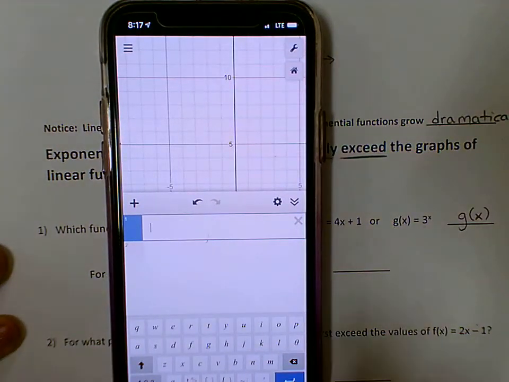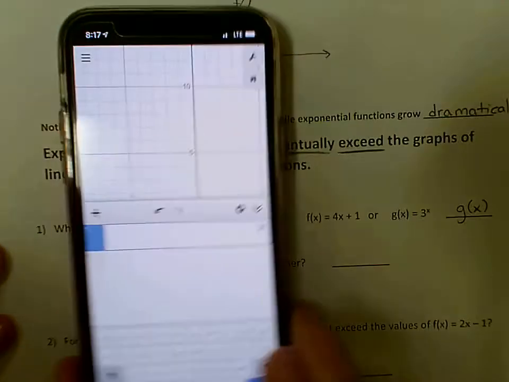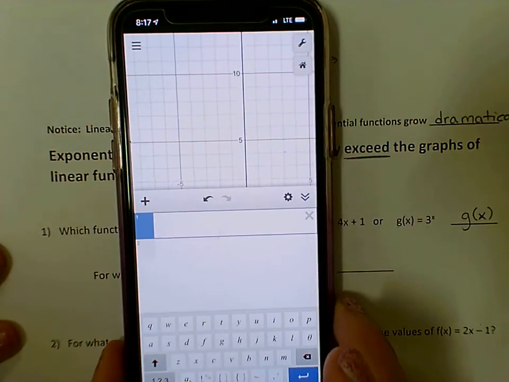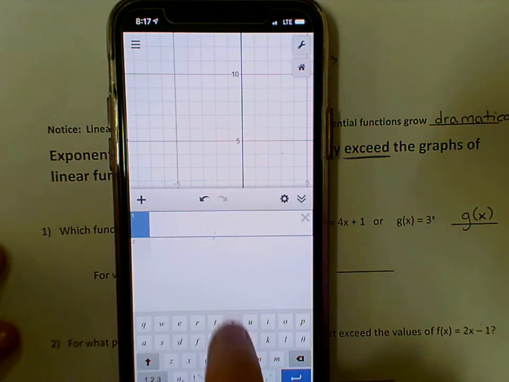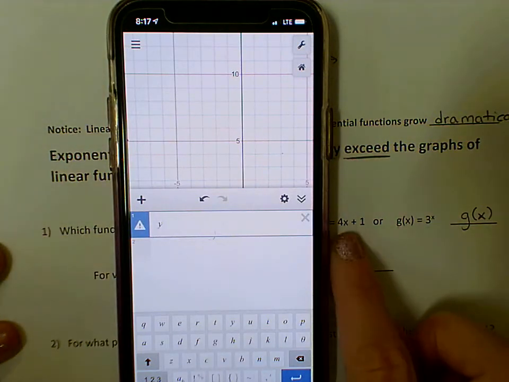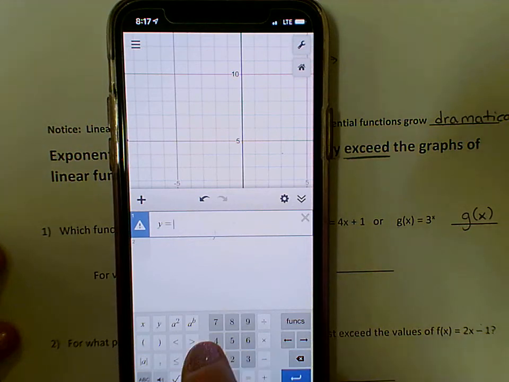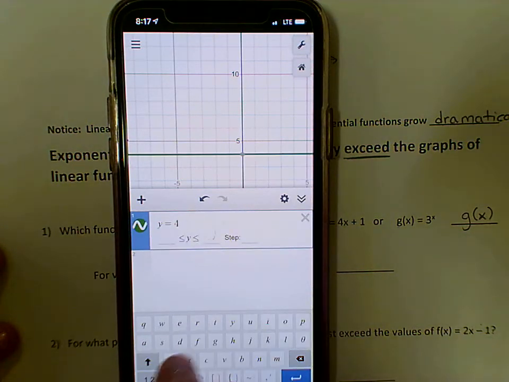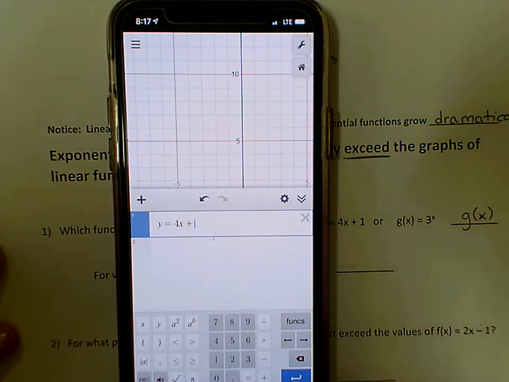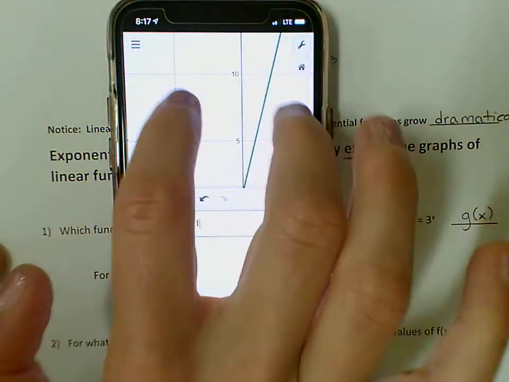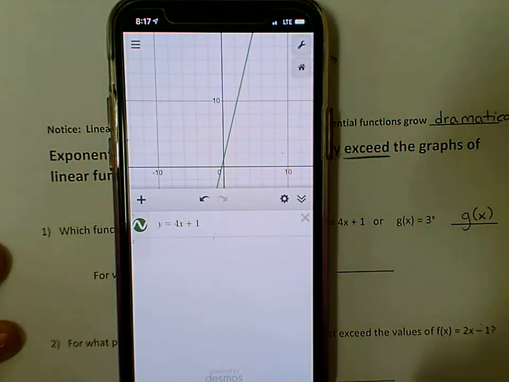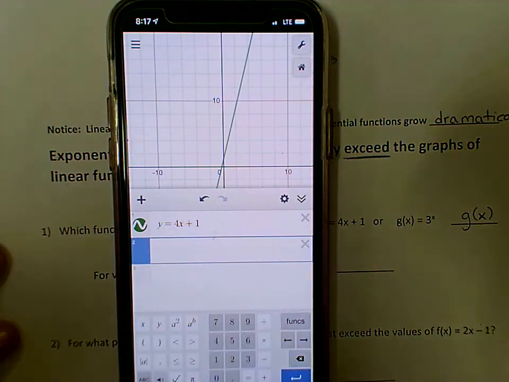So I'm going to type in my first one, and instead of f of x, remember f of x is the same thing as y, so I'm just going to type in a y. So for my first one, I'm going to type in y equals 4x plus 1. Okay, and so notice it does graph it for me, and you can zoom out so you can see it better. And then I'm going to graph the other one.